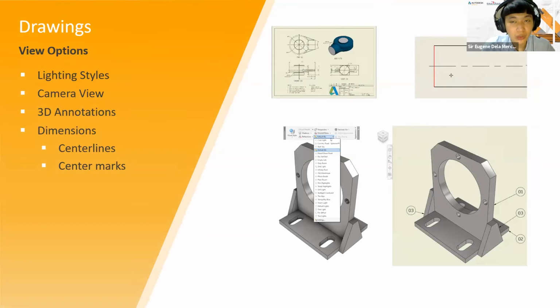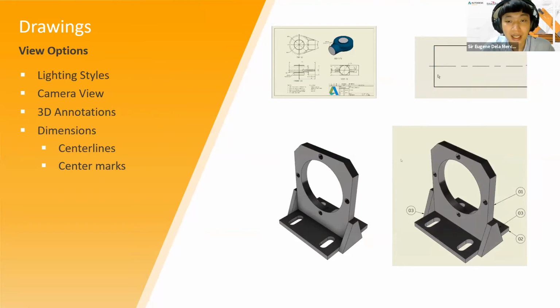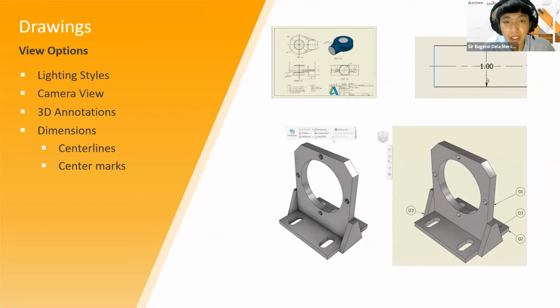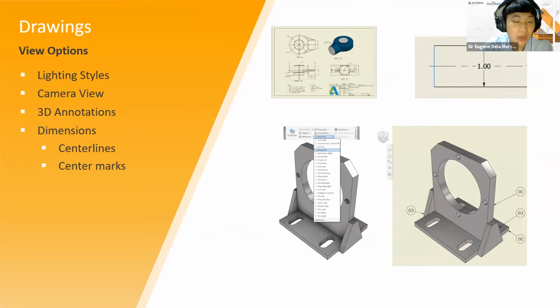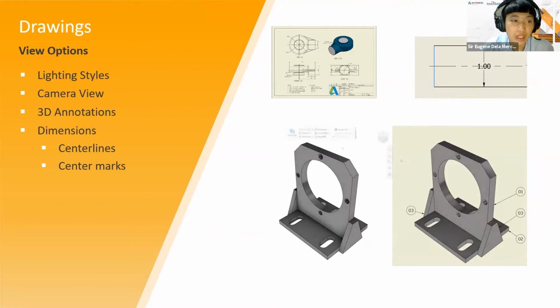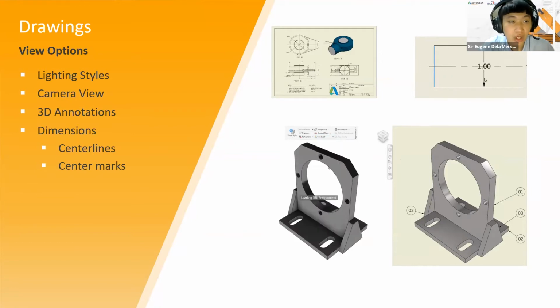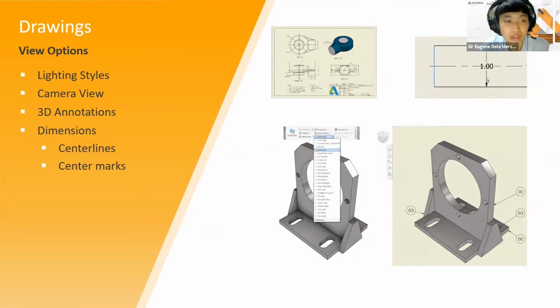So let's talk about drawing improvements. We now have lighting styles, so if we change our lighting style from our 3D model, it will automatically sync our lighting style to our drawing sheets. We also have the ability to save camera views. And if we have 3D annotations on our models, we can ultimately populate the drawing sheet with those camera views as well as 3D annotations.